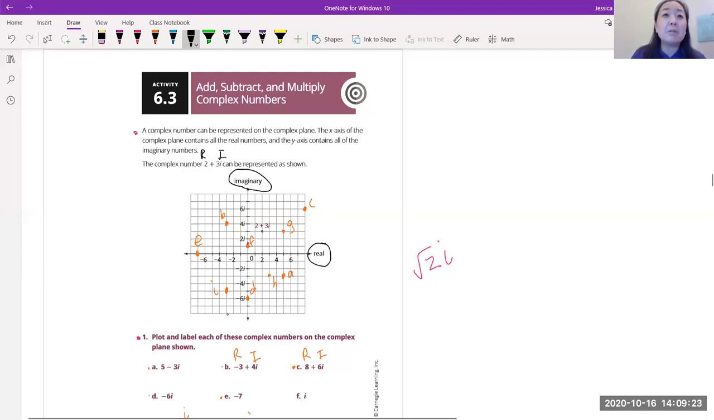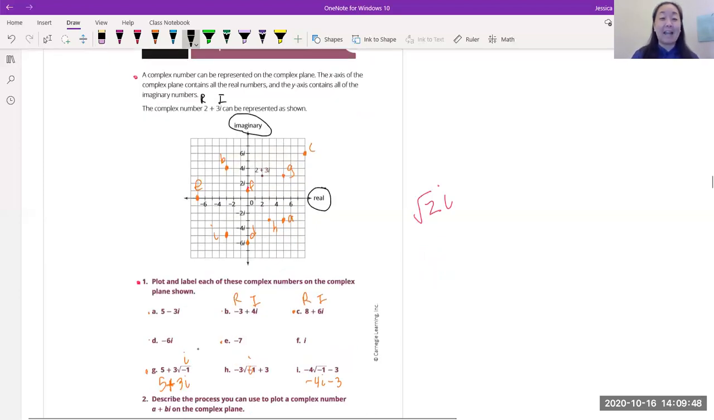Okay, and then what about for letter A, 5 minus 3i? How do we do that? Again, it's going to be 5 on the real, so 5 to the right, and then 3 down, because that's where negative imaginary numbers live. But if you're a positive imaginary friend, you live up here. If you're a negative imaginary friend, then you live below ground. I'm just kidding. Oh, it's getting late.